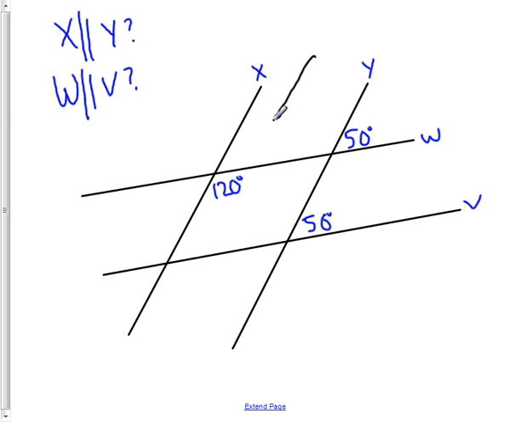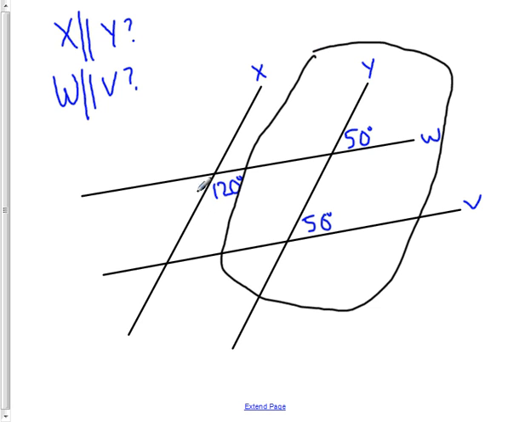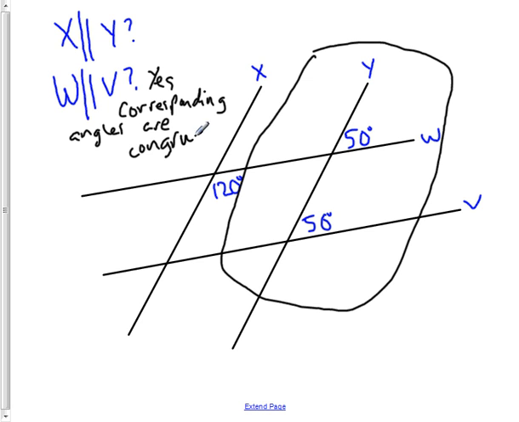So if I just focus on this area right here, I have two lines that are parallel, cut by a transversal. If these are both 50, then that tells us that W and V are parallel lines. So is W parallel to V? Yes. And how do we know? Because these two angles are corresponding angles, and the corresponding angles are congruent. So we'll write the corresponding angles are congruent. Okay, so we've proved that so far.